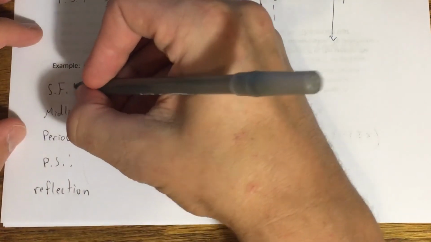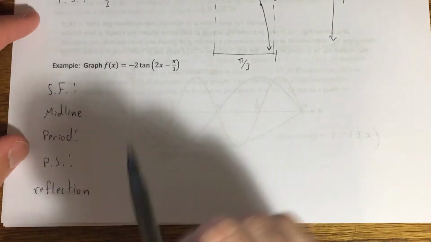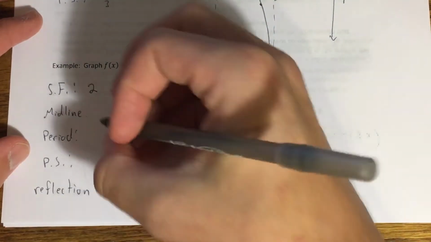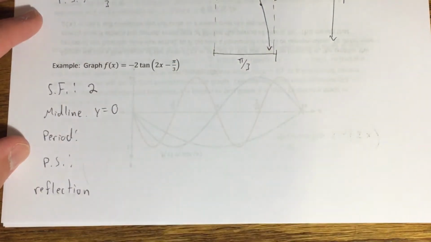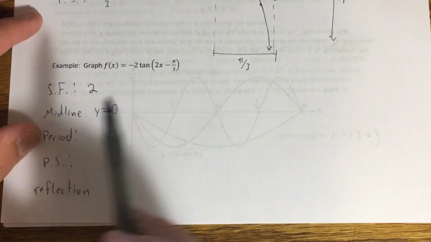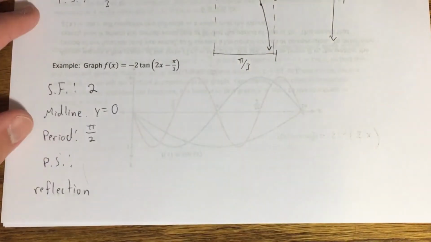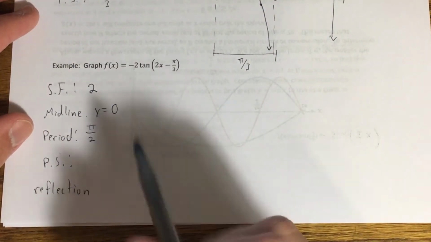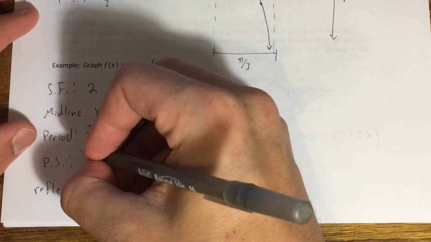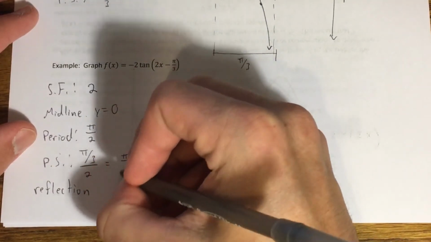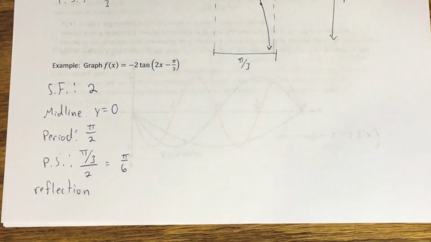Okay, let's get the information down. Stretch factor, absolute value of a, that would be 2. Midline, looks like it's 0 again. Y equals 0 specifically. Period, pi over the absolute value of b, that would be pi over 2. Phase shift, c over b, that's pi over 3 divided by 2, which is equal to pi over 6. So that's all the information that we need.